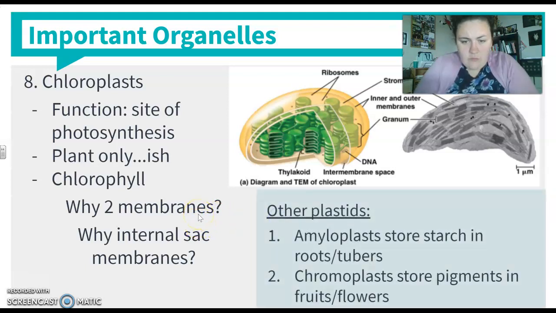Now, there are some other plastids in plants, just for fun, not that you need to know. There are these things called amyloplasts, and they are for storage. They store starch in the roots of plants, so like potatoes have a lot of amyloplasts in their cells. Then you also have chromoplasts, which store pigments, in places like fruits and flowers. Again, these are secondary metabolites that are being stored there, so you can either store them in a vacuole or you can store them in these chromoplasts. Some plants do it one way, some plants do it the other.